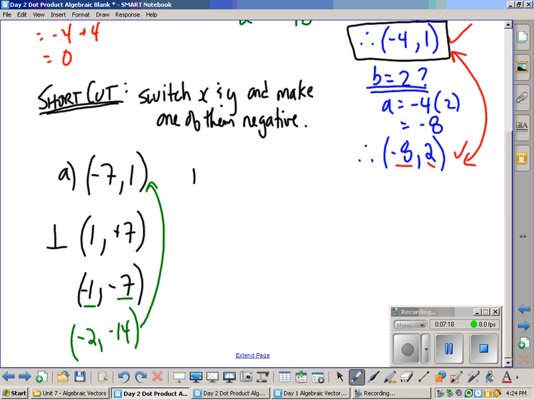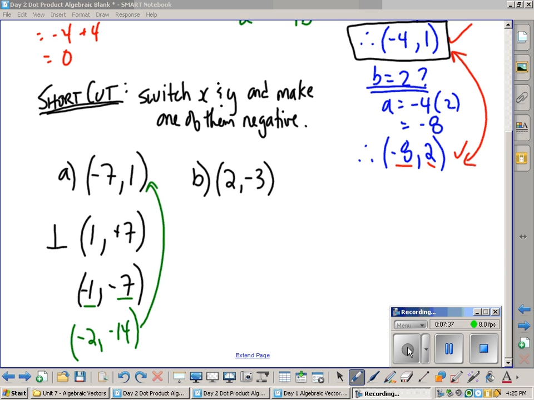So I'll give you a second to try on your own. Let's do 2, negative 3. So I'll ask your teacher to pause it for a second and write a couple of possible perpendicular vectors.